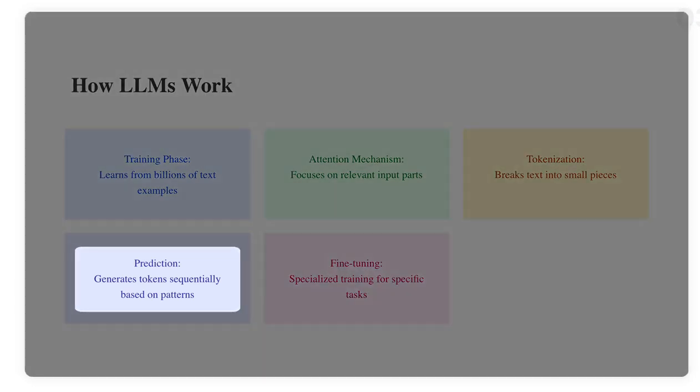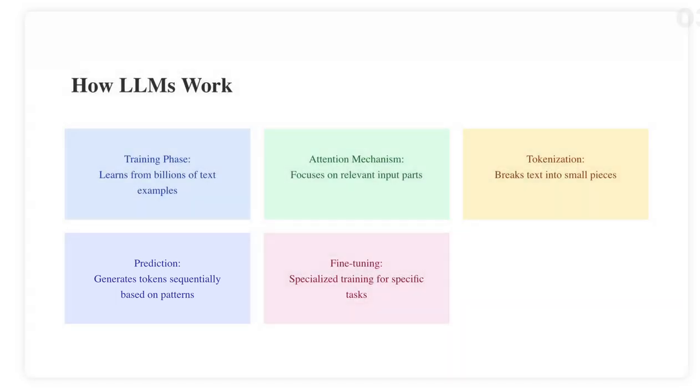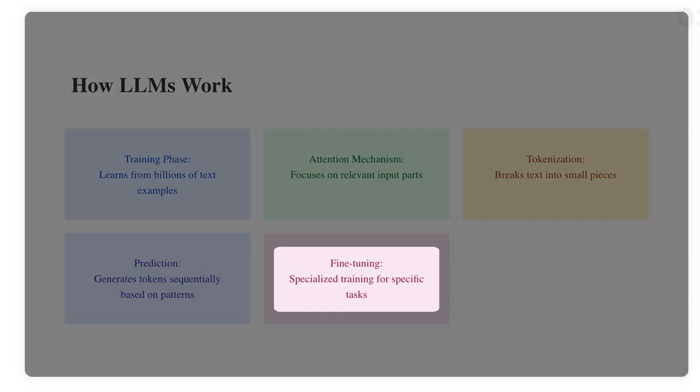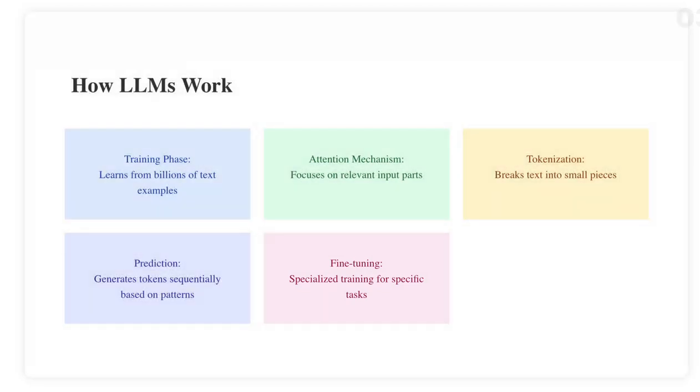When generating text, the model predicts one token at a time, building up the response sequentially based on patterns it learned during training. Finally, fine-tuning takes a general model and trains it for specific tasks or behaviors. This is how we get specialized models for coding, medical advice, or customer service.